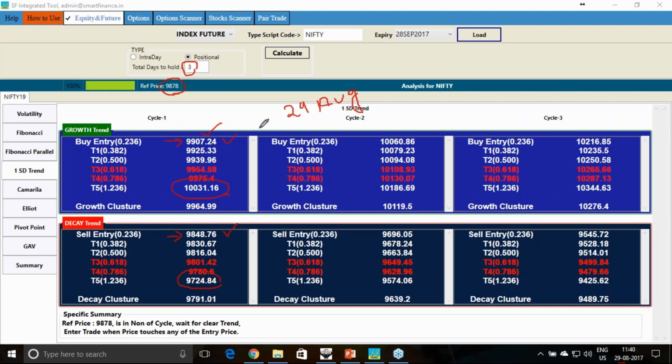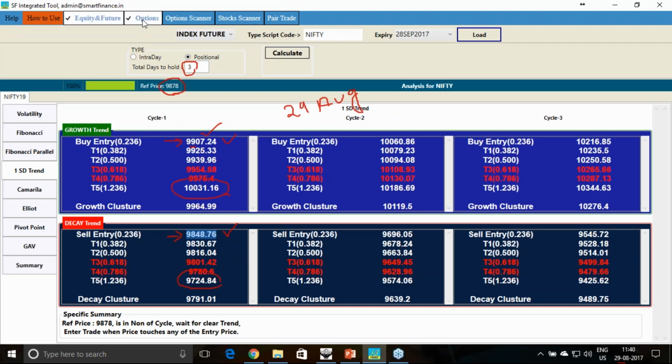Once this breakout comes, then my choice of going with a long or buy trade on the 9900 strike will be meaningful. So once the uptrend breakout is given, only then will I be buying. Once the downtrend breakout is given, that time I will decide upon the put option. So this is how I can trade in the positional option.